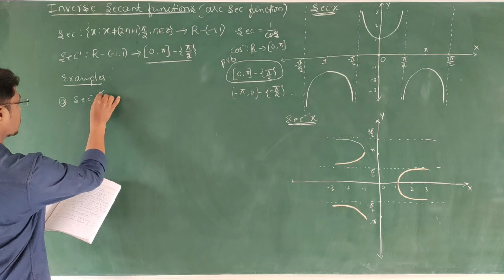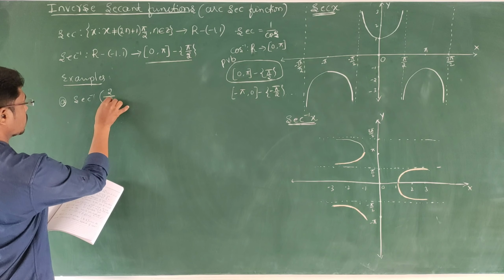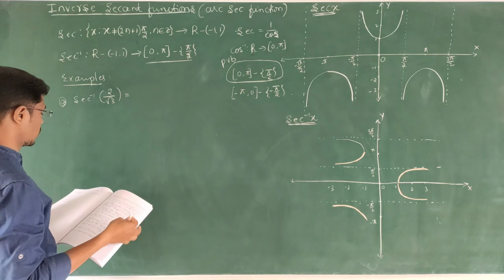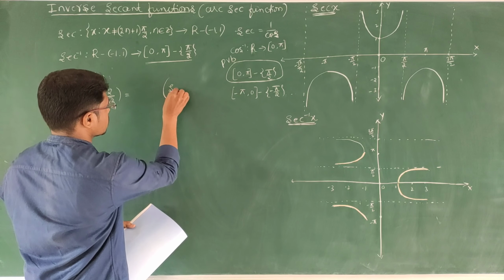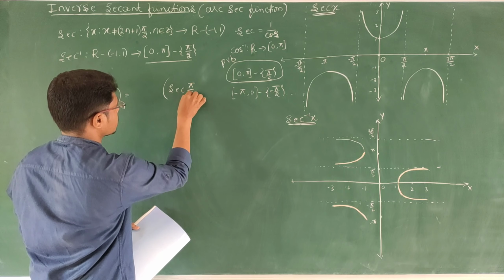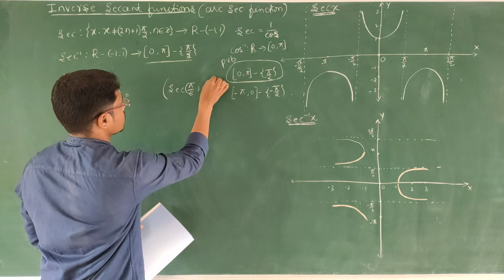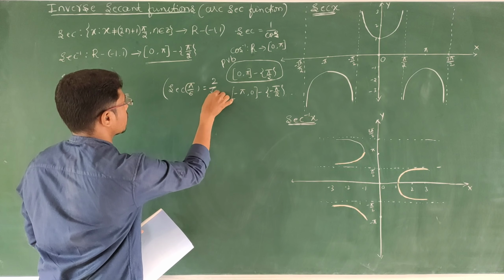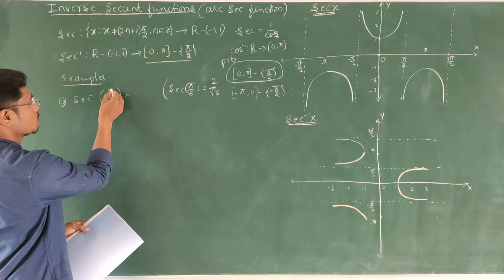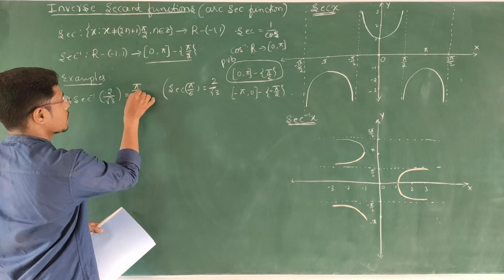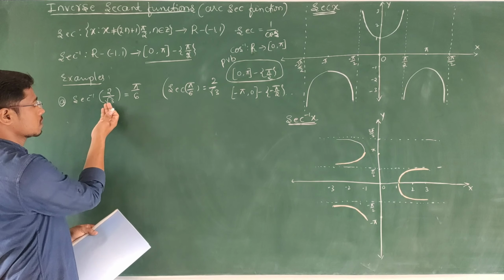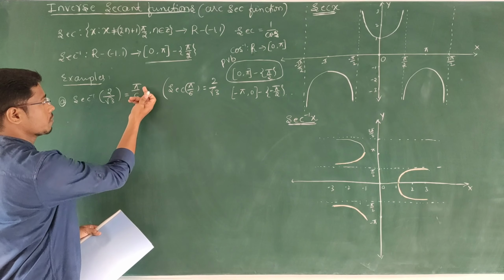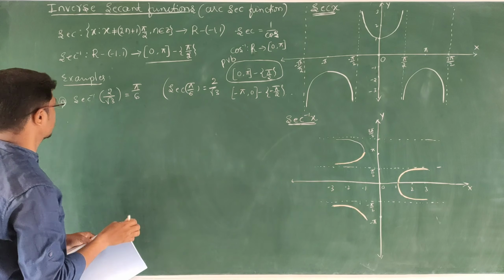Sec inverse of 2 by root 3 is equal to... see here, what is the value of sec pi by 6? That is 2 by root 3, right? So therefore sec inverse of 2 by root 3 is pi divided by 6. So the function sec inverse gives a numerical value in terms of pi. Okay, right.